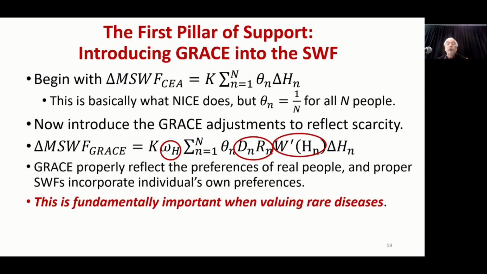So GRACE properly incorporates people's real value preferences, and we can estimate those, as the paper that I just showed you. We can estimate those preference functions using a whole variety of different methods. So it's fundamentally important when valuing rare diseases that you bring in this model that captures people's preferences, that it's more valuable to me to treat an illness when I'm really sick or if I'm disabled. And that's what this model does.